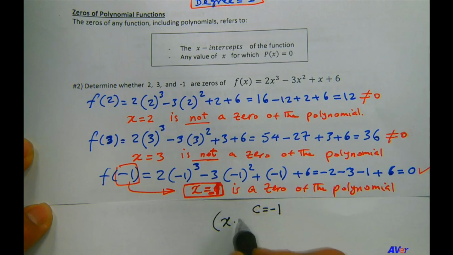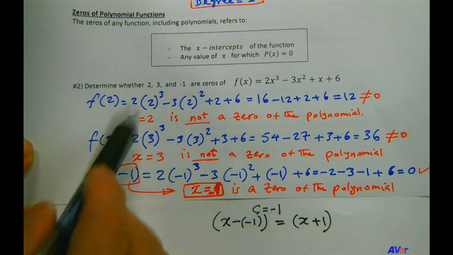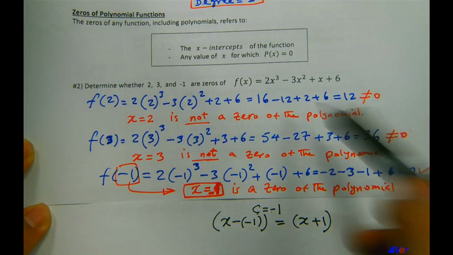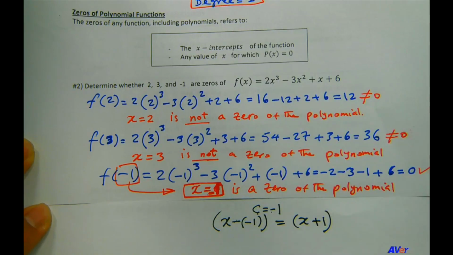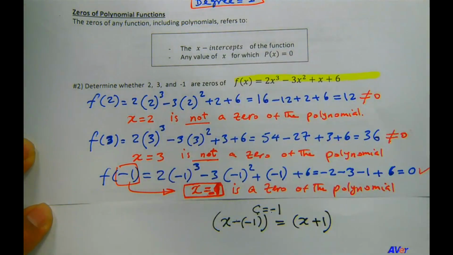Okay, that's the c. What that paragraph on the other page that I was just reading was saying is that if a constant value like -1 is a zero of the polynomial, then x minus c, that would be x minus -1, or x plus 1, is a factor of this polynomial. So this x plus 1 is a factor of that polynomial.